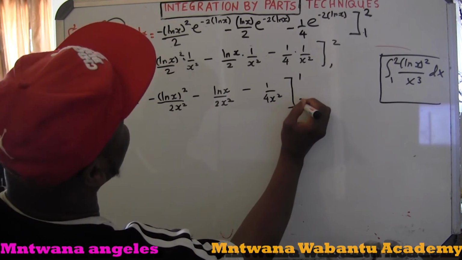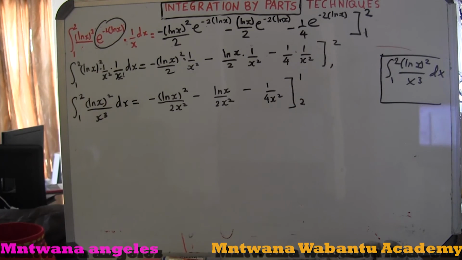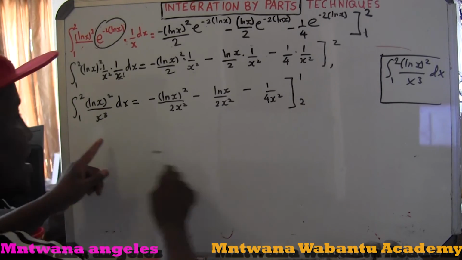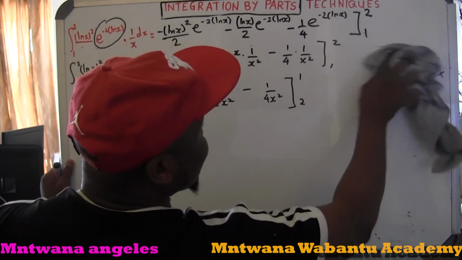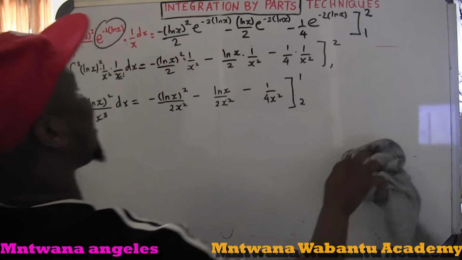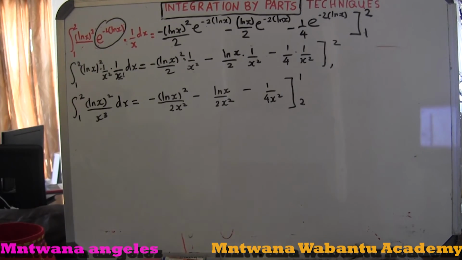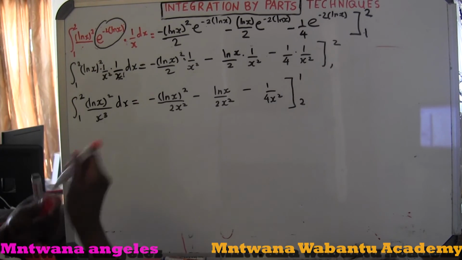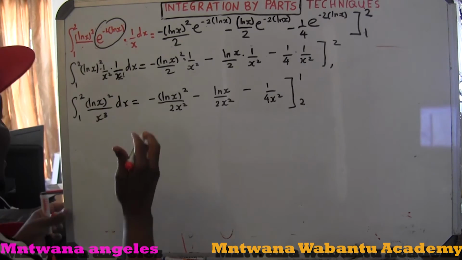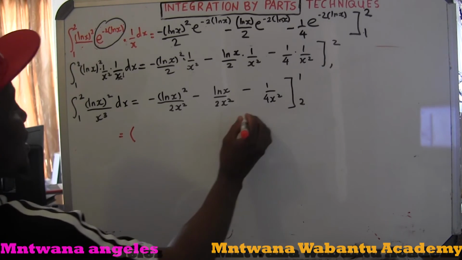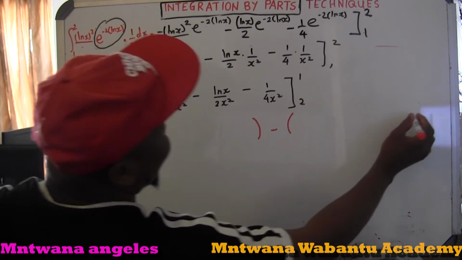So what we're going to do now, the question is finished, take upper limit minus lower limit. See, this is the question given, so I can just erase this. And now finish up this. So finish up this: everything in the upper limit minus everything in the lower limit.